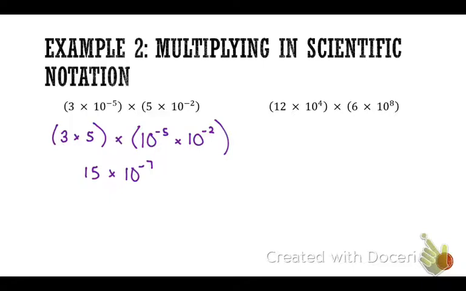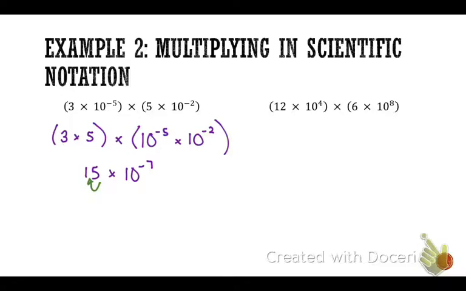Why? Tell me. 15 is higher than 10. 15's too big, right, Nate? 15's too big. So which way do I need to move my decimal? Wait, where is the decimal in 15? It's after the 5. It's at the end. So where do I need to move it? After the 1. One place to the left.